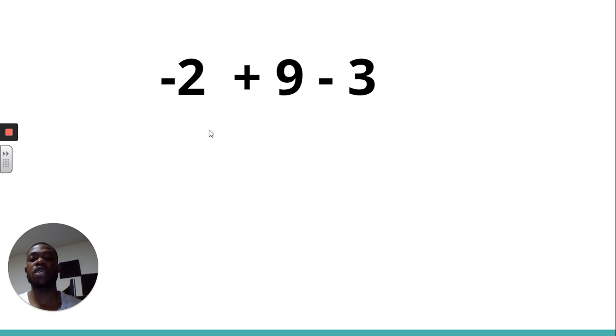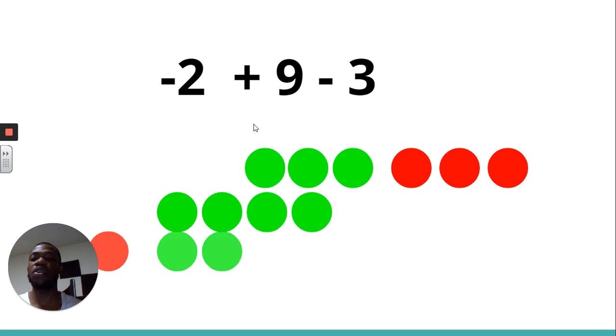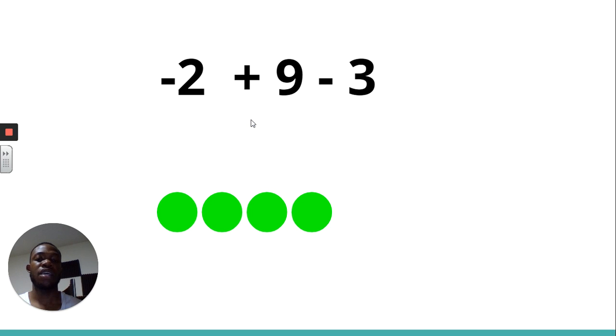Let us look at this expression, negative 2 plus 9 minus 3. To represent this, then you have negative 2, positive 9, negative 3. Now, to pair out, we have positives going with negatives. And there you go. So my answer is positive 4.